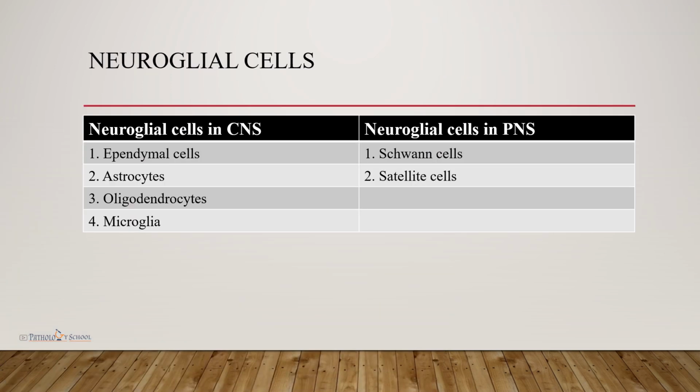Now neuroglial cells. Neuroglial cells are the supporting cells which provide insulation to the neuron. They are divided into two types depending upon where they lie. The neuroglial cells present in the central nervous system are ependymal cells, astrocytes, oligodendrocytes and microglia. The neuroglial cells present in peripheral nervous system are Schwann cells and satellite cells.